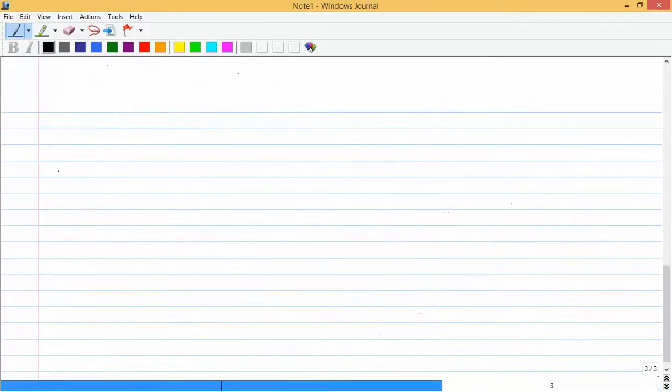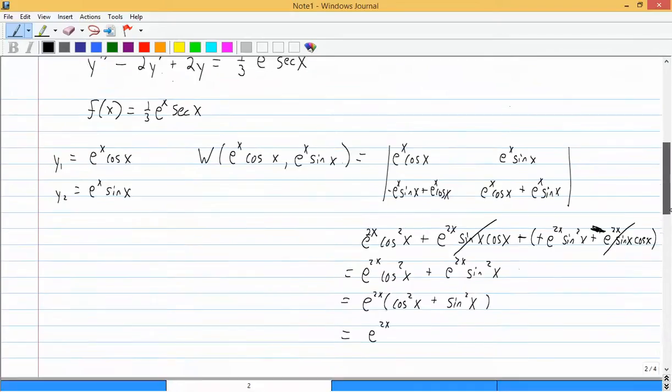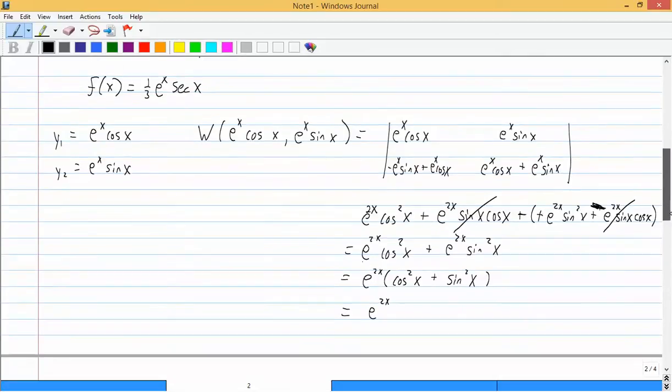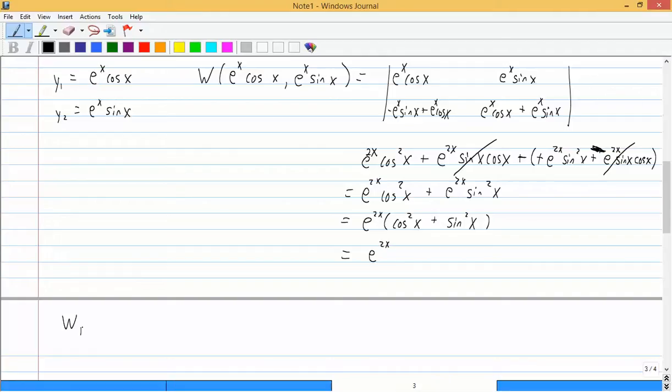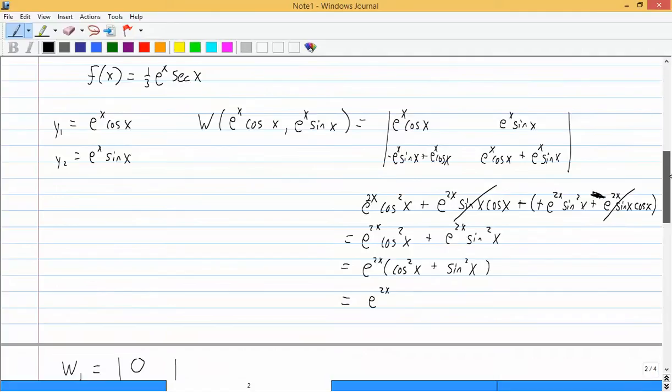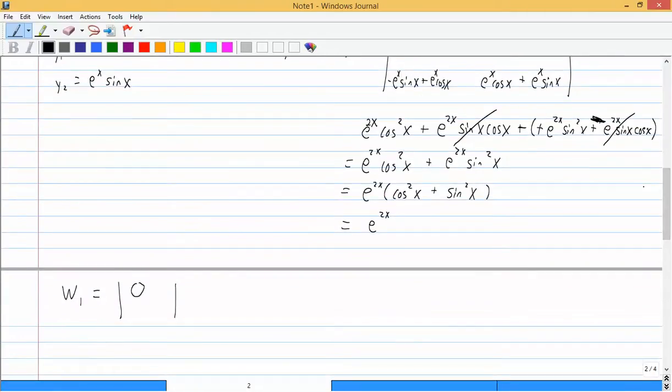Now we need to figure out our w sub 1 and our w sub 2. Alright, remember w sub 1 is going to be equal to the 2 by 2 determinant. And in the first column with w sub 1, you put 0 and then you put f of x. So what was our f of x? It was 1/3 e to the x secant x.